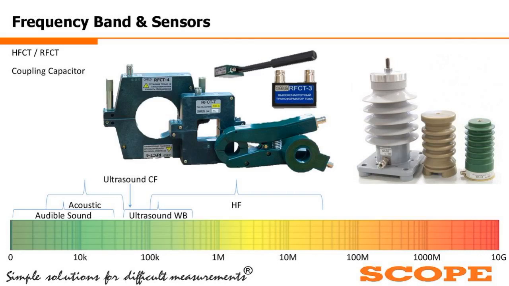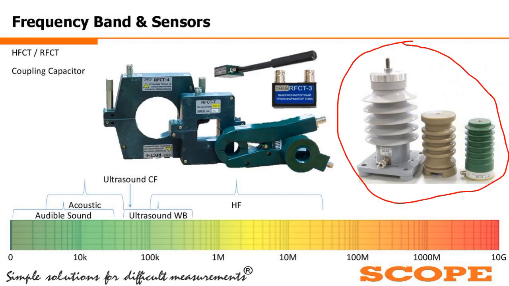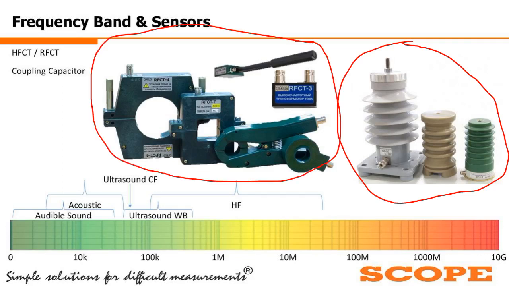On the right hand side we can see the coupling capacitors, and these are the various types of the RFCT and HFCTs. Depending upon the nature and connection possibility or the diameter of the cable, all these things put together, we have to decide which type of RFCT we should use. And when it comes to the coupling capacitors, it is majorly the voltage level of the motor or generator.